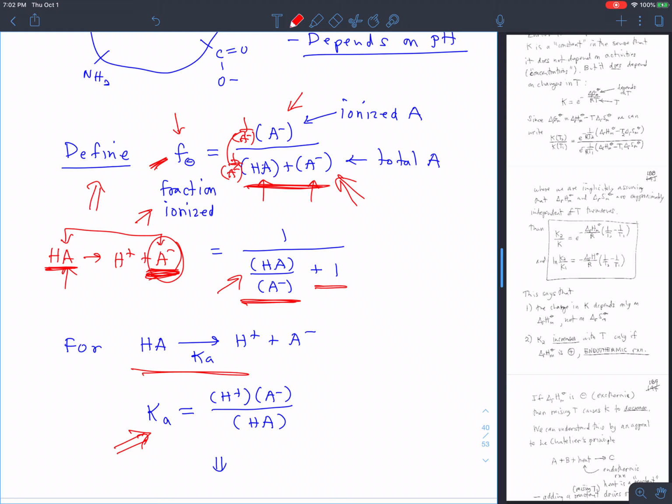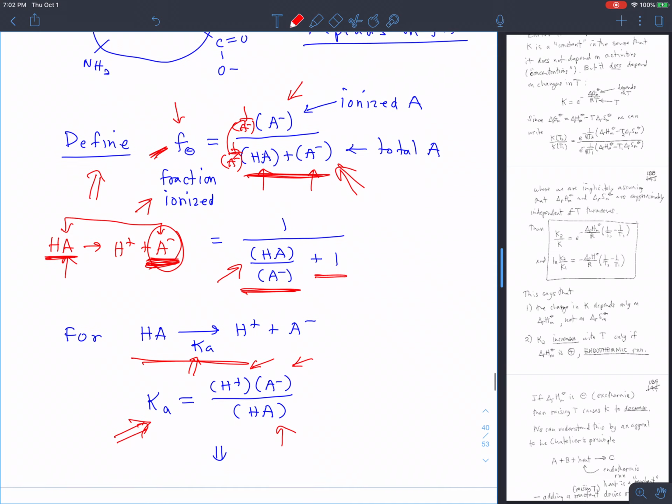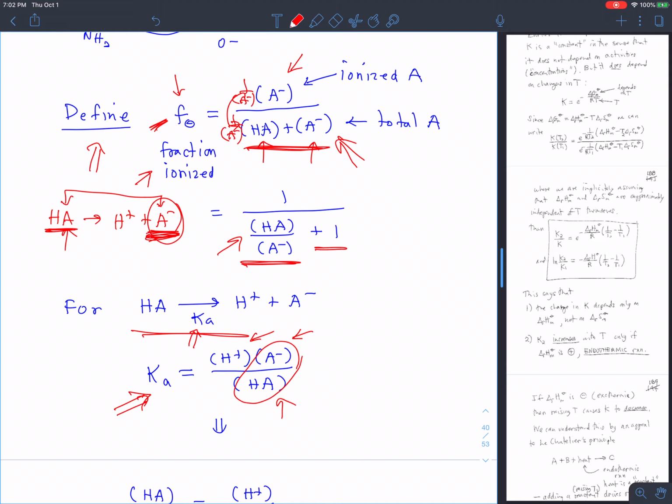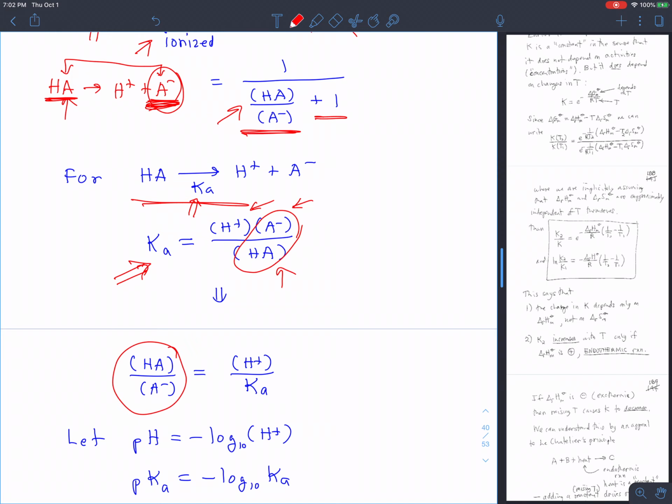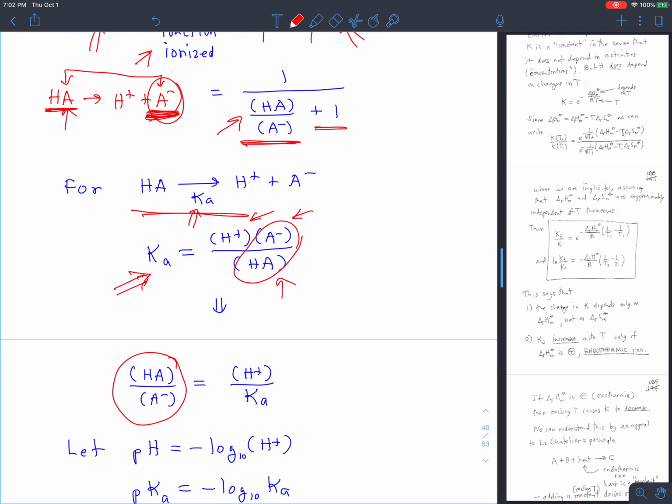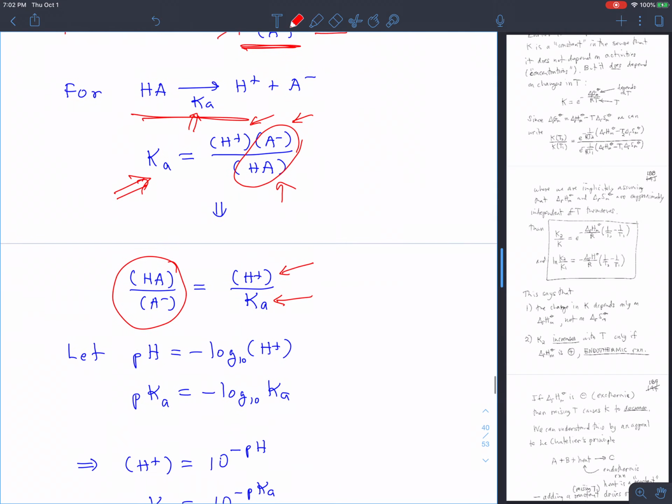If this is our chemical reaction, there is an acid dissociation constant, Ka. Hopefully that's familiar to everybody from freshman chemistry. Ka is equal to H plus times A minus divided by HA, using the usual rules for writing down reaction quotients. And notice that the ratio, or 1 over that ratio, is here. So that means that the ratio of HA over A minus is equal to the H plus concentration divided by Ka.